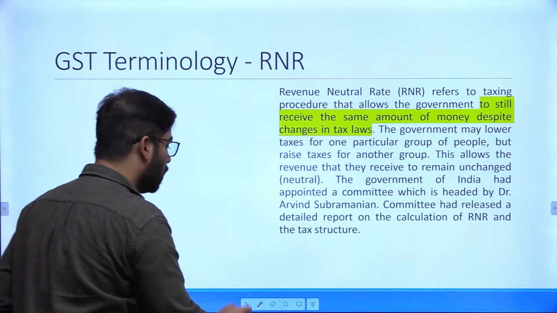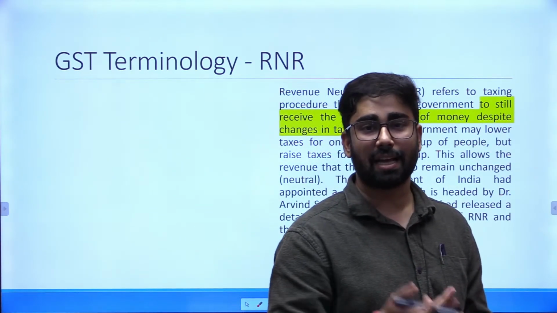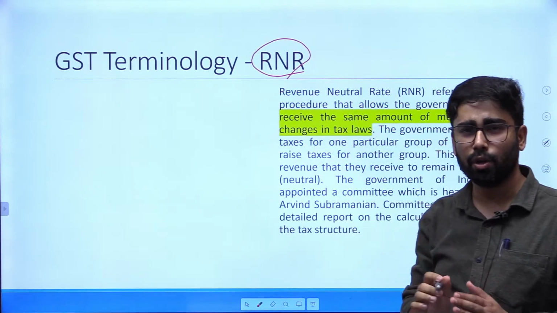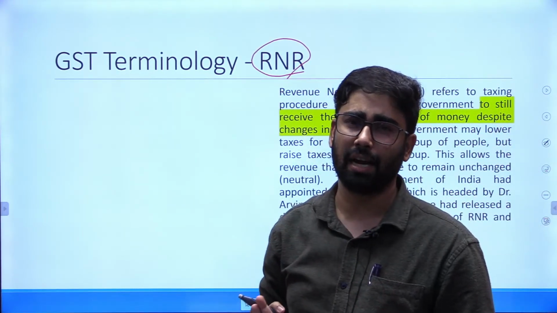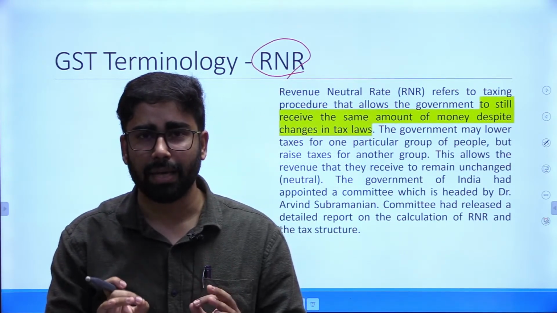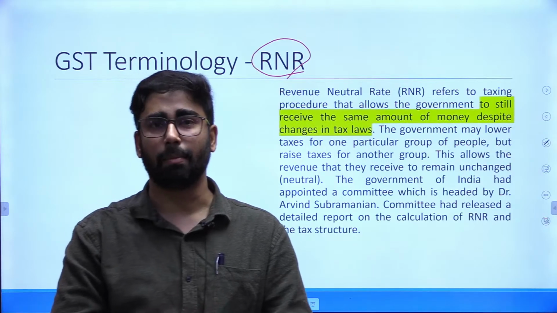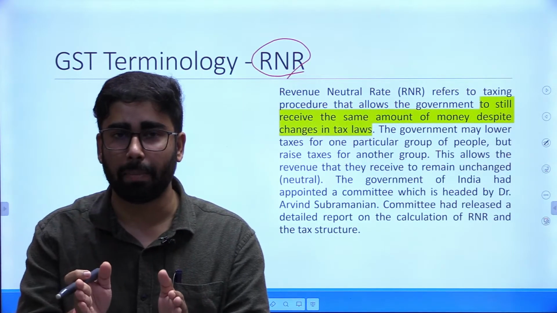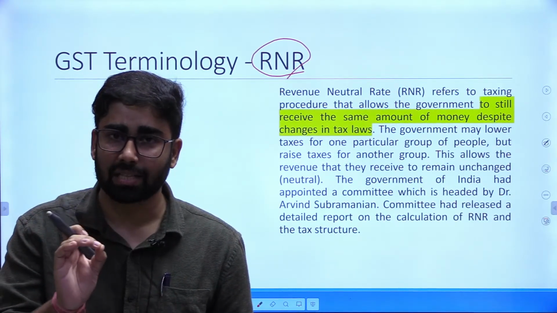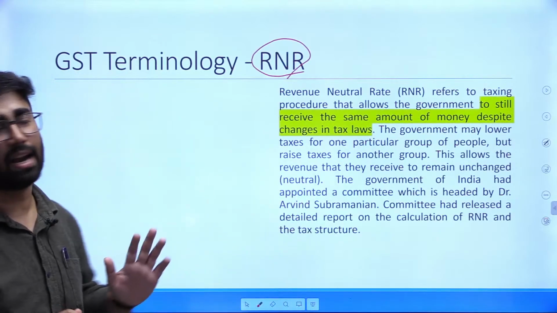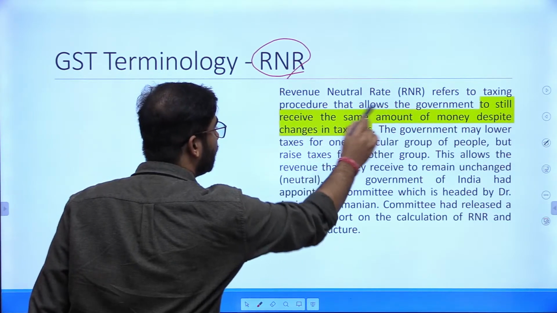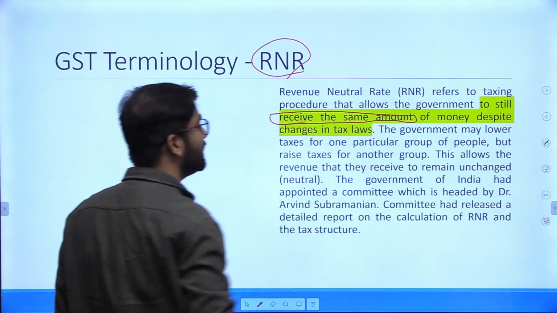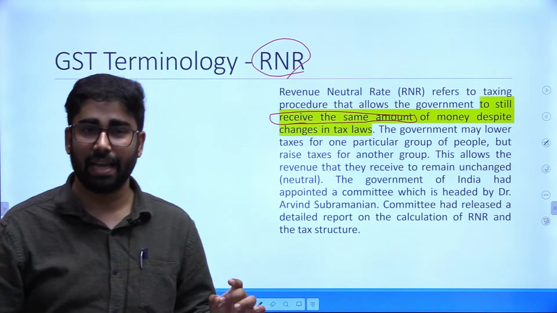Now we are moving to the GST terminology कि GST के साथ क्या क्या टर्म्स यूज होती हैं. The first is revenue neutral rate. Revenue neutral rate बहुत ही सिंपल है. It just means when you are exchanging one taxation regime for another taxation regime, तो आपको उसका कितने परसेंट पे टैक्स रखना पड़ेगा कि आपका टैक्स ना ज्यादा हो ना कम हो. That is neutral रहे आपका कनेक्शन. Revenue neutral rate refers to taxing procedure that allows the government to still receive the same amount of money despite the changes in tax laws.